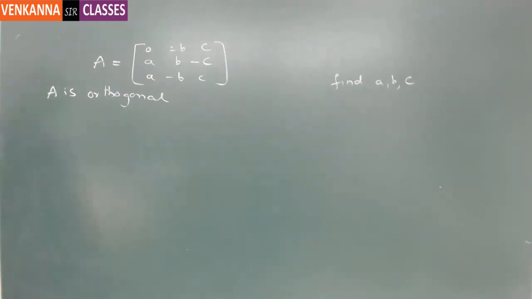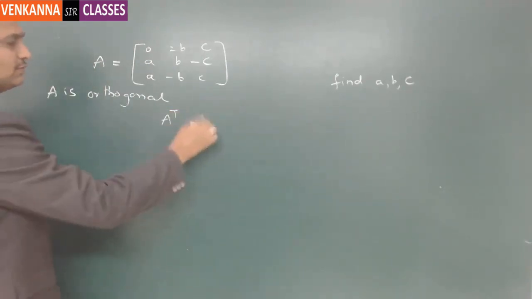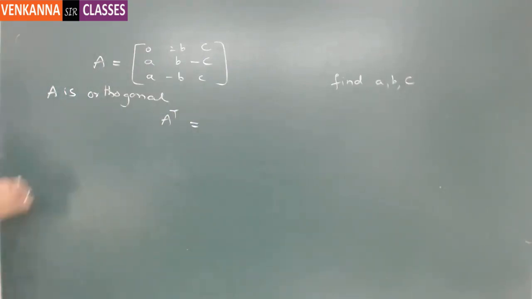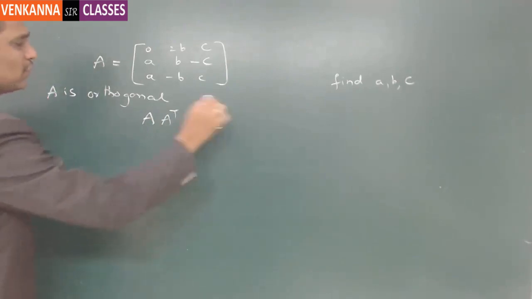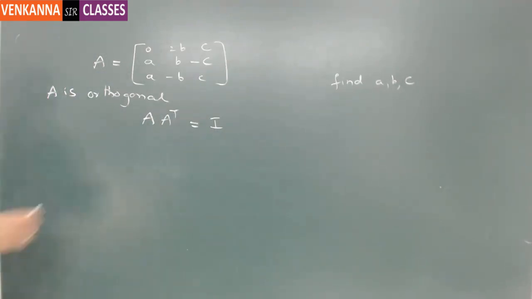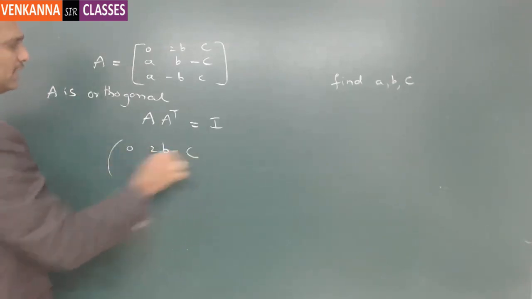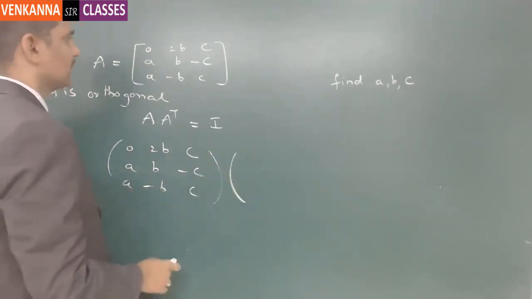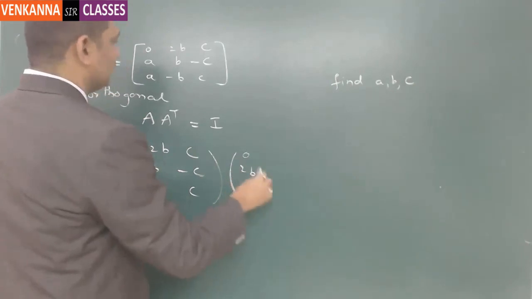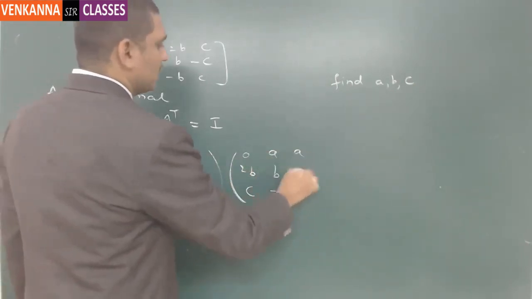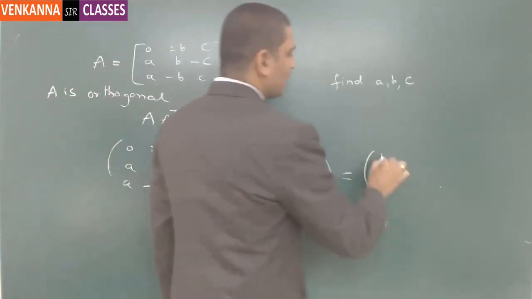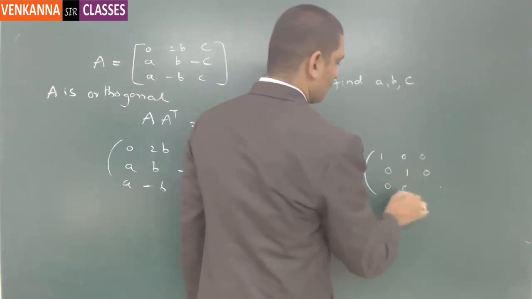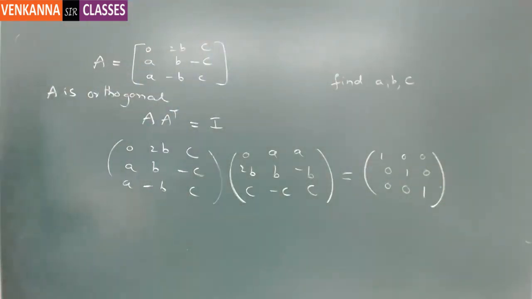So what you have to do? You need to calculate A transpose. Since A is an orthogonal matrix, we will have A into A transpose is equal to I. So if you substitute the values there, it will be the matrix 0, 2b, c; a, b, minus c; a, minus b, c, into its transpose, and this is equal to the identity matrix. Since you can calculate the matrix multiplication, I will skip that part and write the product.